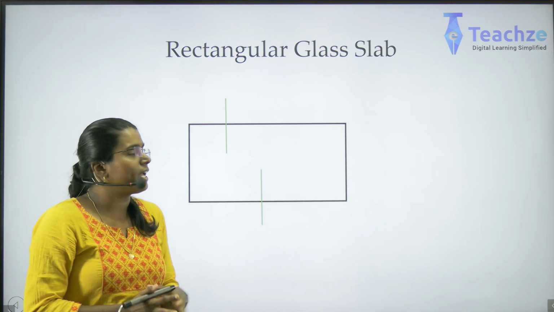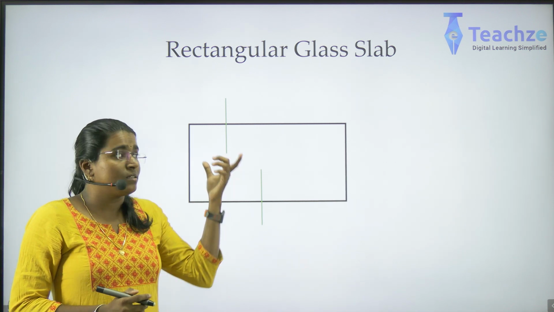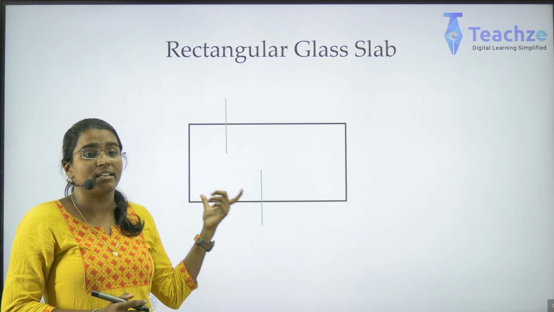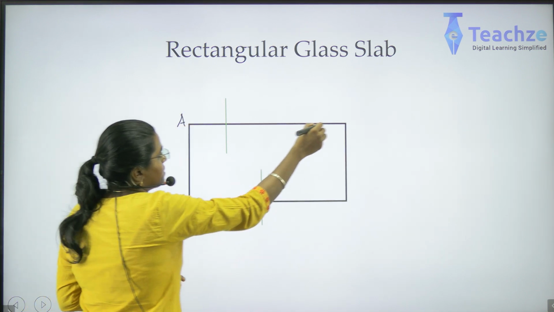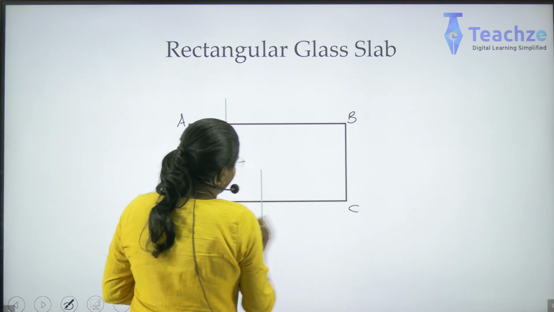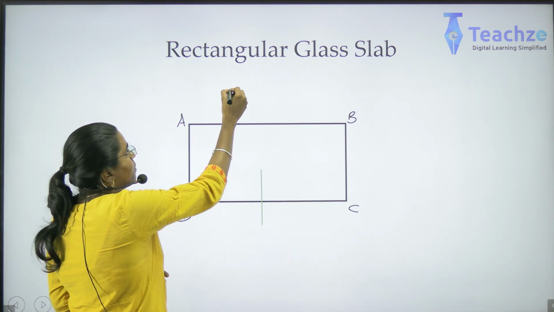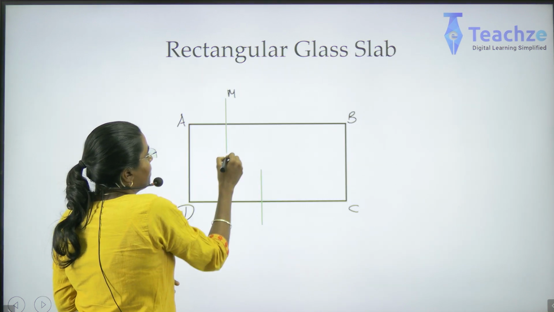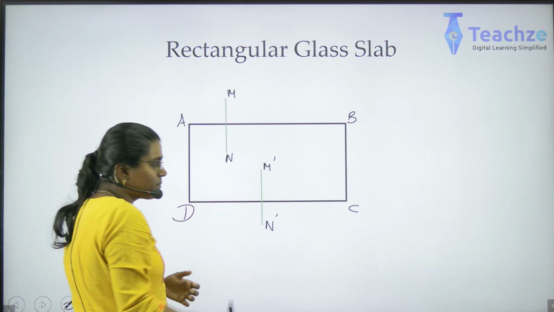experimentally do something and find out what will happen when the light rays hit a rectangular glass slab. So we take a rectangular glass slab and name it as A, B, C, D. And these are my normals. Okay, so I name it as M, N, and M dash and N dash.